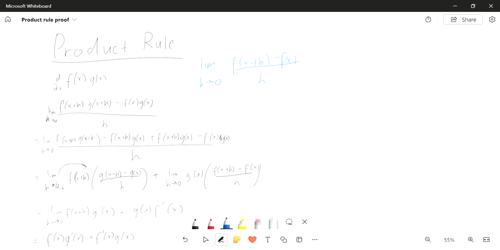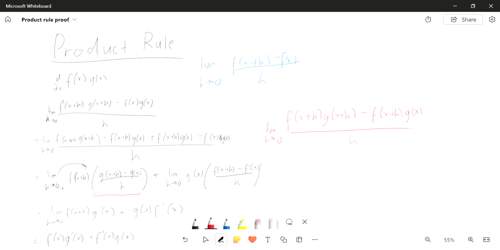But if we add and subtract f of x plus h multiplied by g of x on the numerator, we can split this function into f of x plus h times g of x plus h minus f of x plus h times g of x, all over h, as h approaches 0. And so this, after you take out the factor f of x plus h, you get this over here, which looks a lot like the limit definition of the derivative, except the only difference is it's up here.